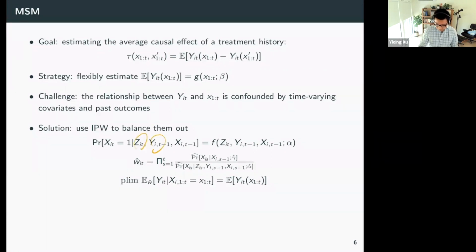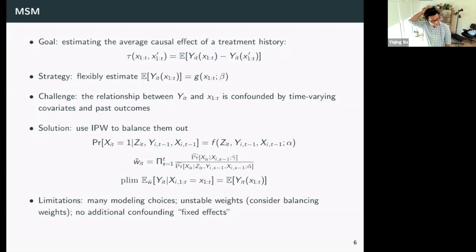ZIT and past outcomes. So you run a logit of the treatment status based on past information, and then you get a weight, and then you reweight based on the treatment status, and then you get a reweighted average for this particular history, and that will be a consistent estimate for the expected value of YIT under this particular treatment history.